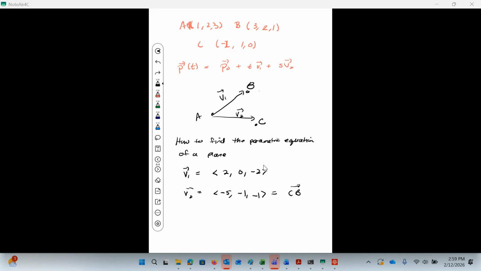Next thing. You just need one of those points to be your P0. Pick your favorite one. If you want to be consistent, you can always pick the first one. And if you're just memorizing and dumping for the test, that's what I would do. Just stay in the same order. So then P of t would be 1, 2, 3 plus t times 2, 0, negative 2 plus s times negative 5, negative 1, negative 1. That's it. That's the equation of a plane.